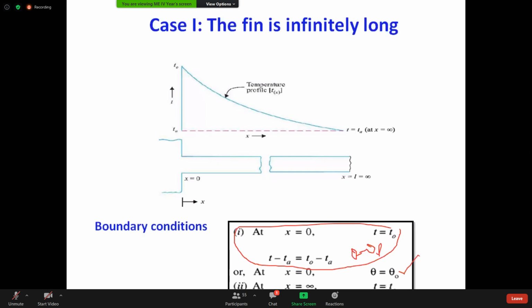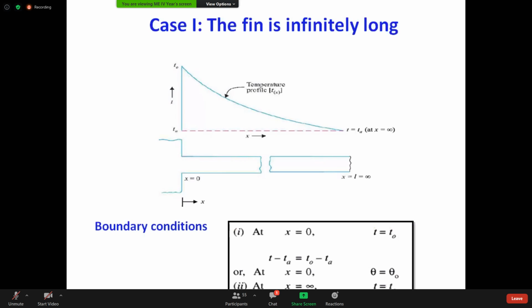See, this is the case. At x is equal to 0, the boundary condition is theta is equal to theta naught. That boundary condition is same for all cases, because at the base, the boundary condition doesn't change. These three cases are varying with respect to their boundary conditions.